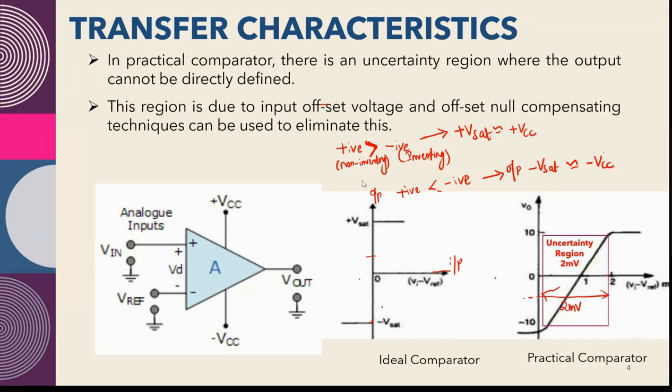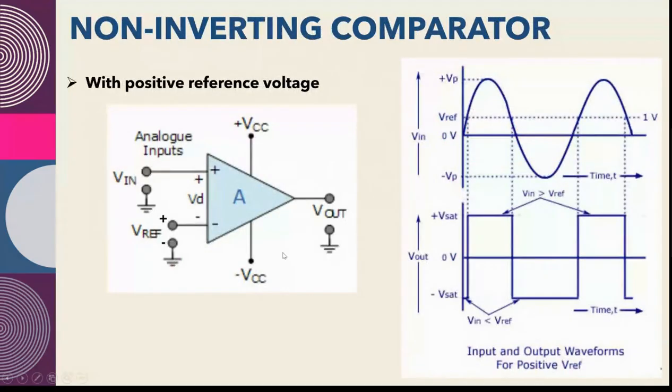There are two types of comparator. One is the non-inverting comparator, another one is the inverting comparator. Why the two differences? One place we will give the reference voltage, and another place the input signal for the application. Based on which terminal we are giving the input signal, it is classified into two: inverting comparator and non-inverting comparator.